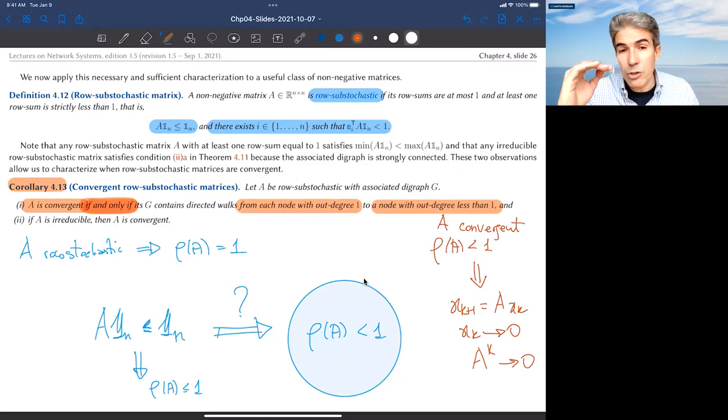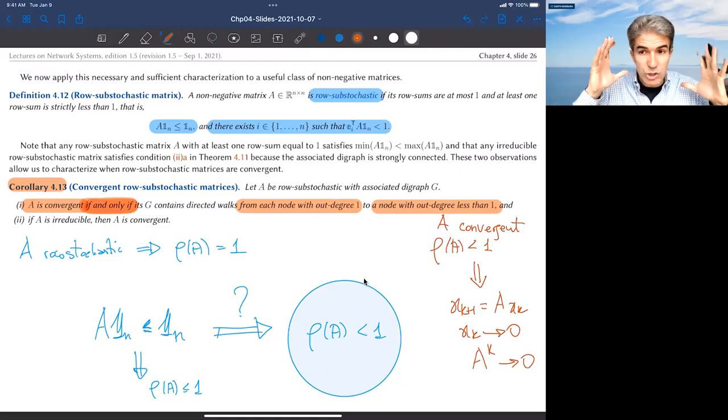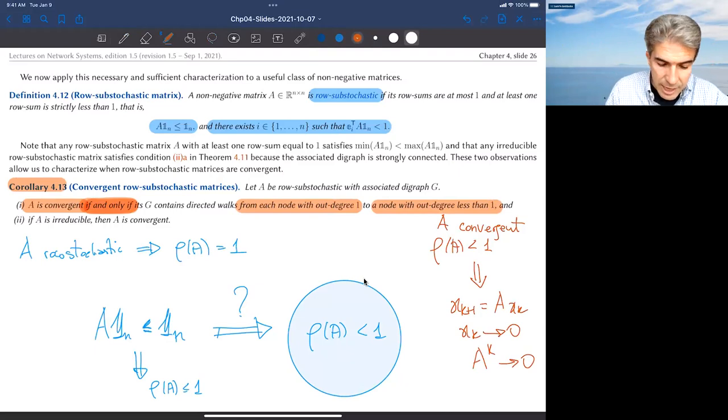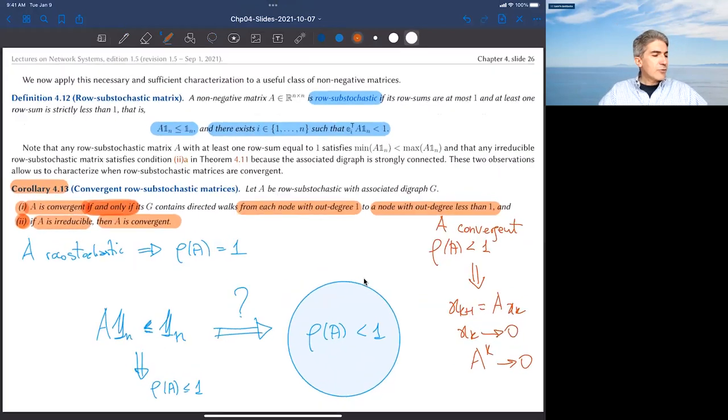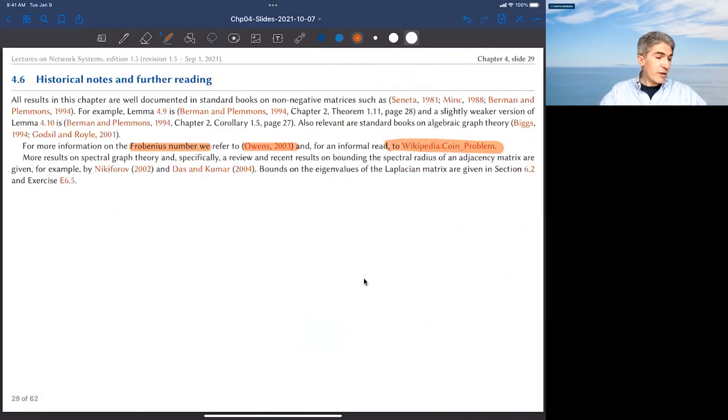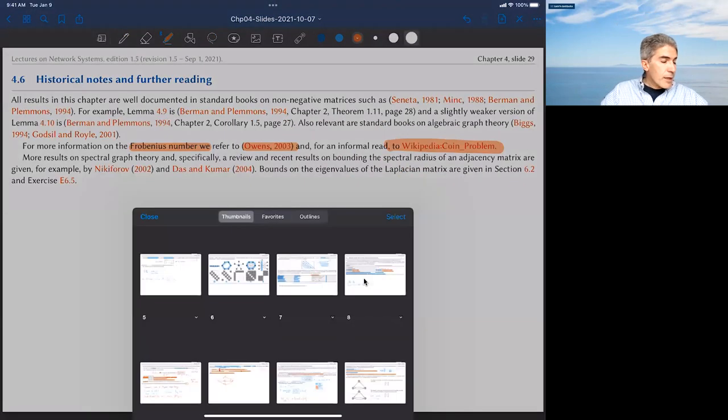So long as from every node with out-degree one you can find a directed path that goes to a node with out-degree less than one, then you're fine. Then you know for sure the spectral radius has strictly shrunk. And of course, simpler than condition one is to give a sufficient condition. The condition is that if the matrix is irreducible, then for sure it is convergent. Because if it's irreducible, you can find paths from every node to every other node. Certainly you can find paths from nodes of degree one to nodes with degree less than one. Okay, I leave it to you to look at the proofs. They're kind of fun.